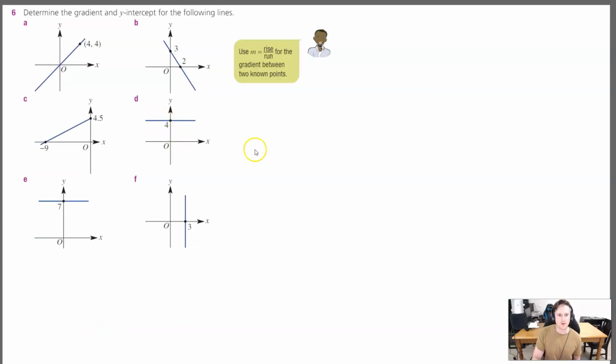Okay, for this one, determine the gradient and the y-intercept for the following lines. And the clue is to use rise over run for the gradient between the two node points. So I'll just make a quick table to kind of solve this one.